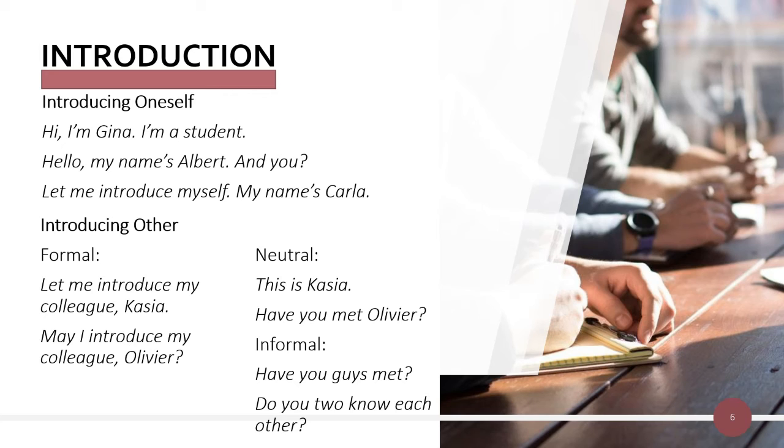Okay, so if you are in a less formal situation, you can just say, this is Kasia. Or, have you met Olivier? But if you are in an informal situation, for example, you hang out with friends and then you meet someone that you know, you can say, have you guys met? Or do you two know each other? Those are the examples of informal introduction.